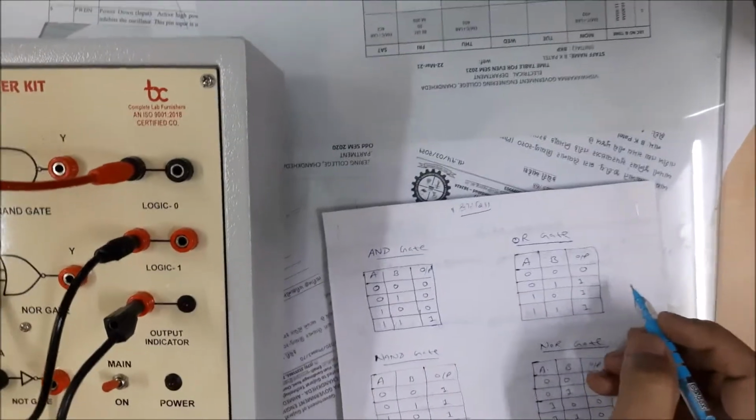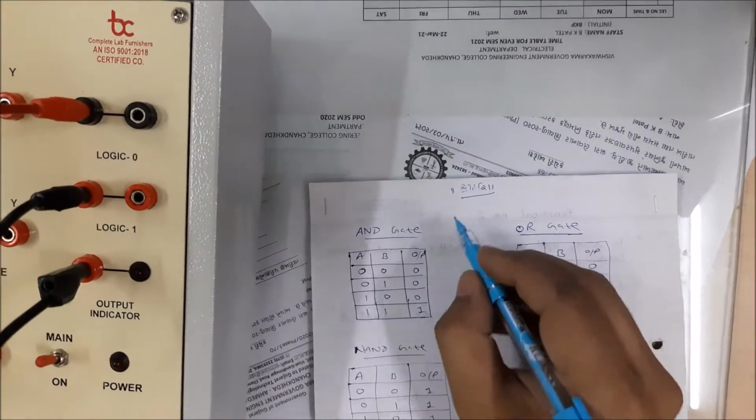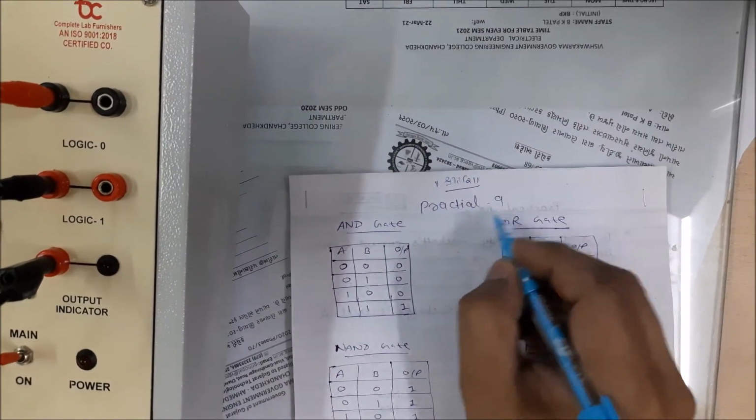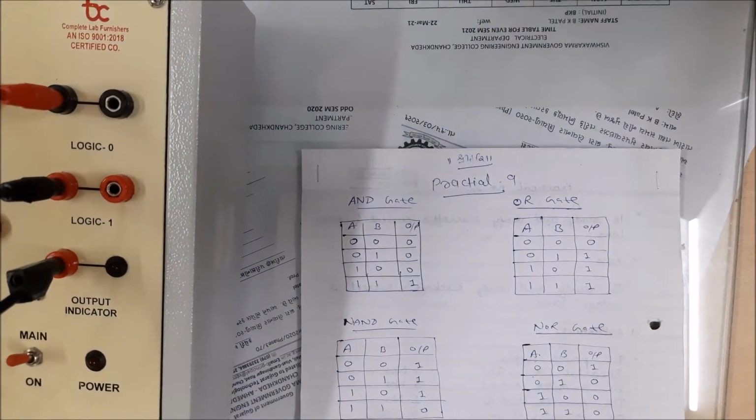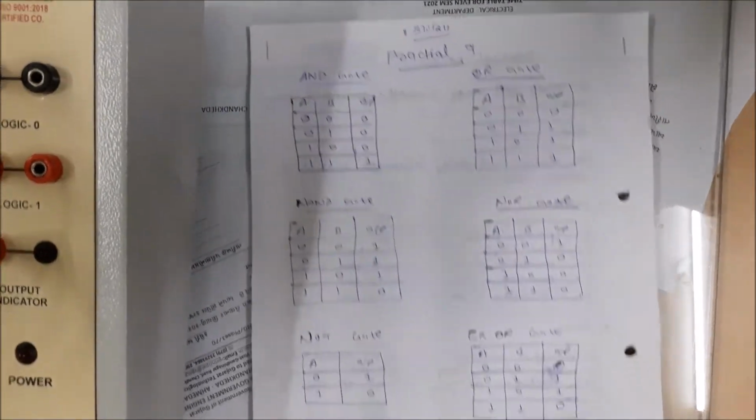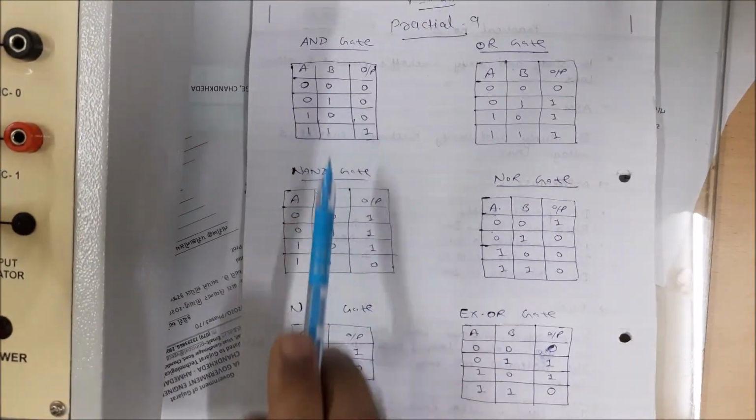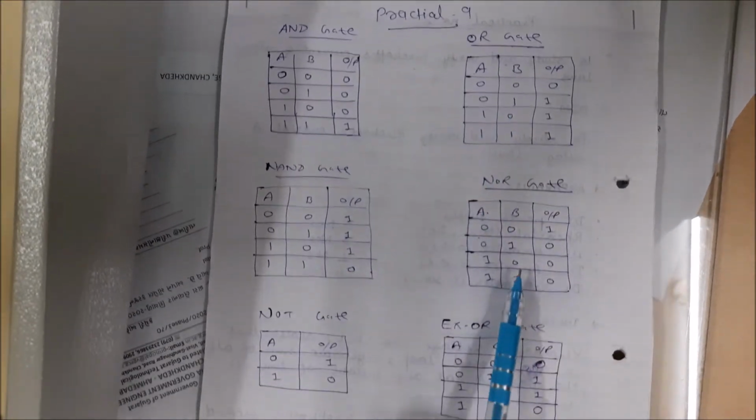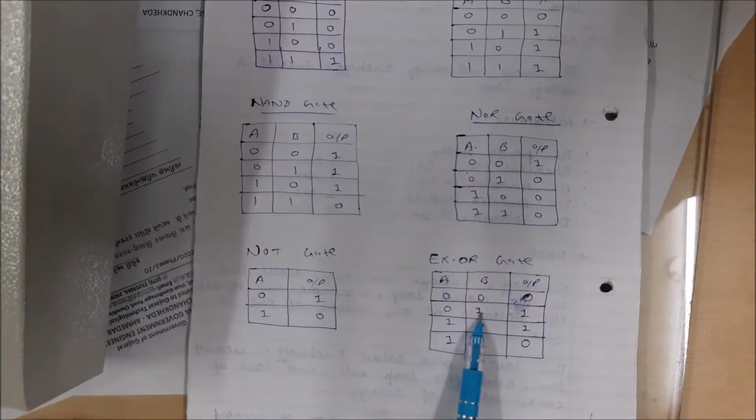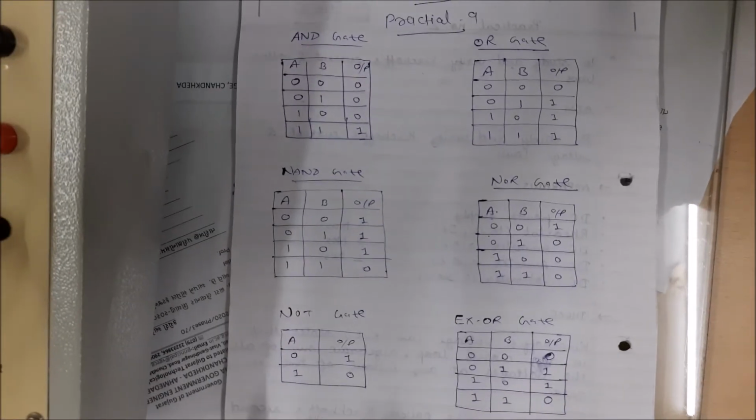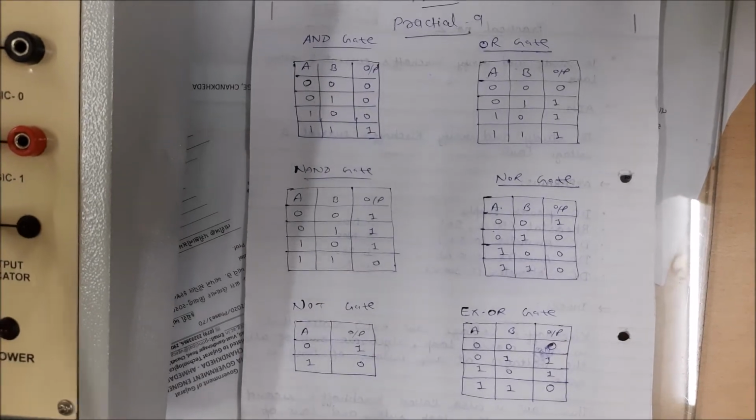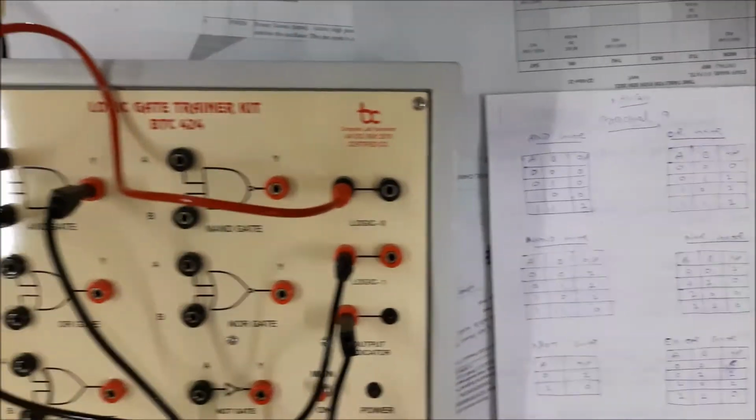Hello students, today we are going to perform the ninth practical of your manual, that is verification of truth table for different logic gates. Here we are going to discuss 6 logic gates, that is AND gate, then its reverse, that is NAND gate, OR gate, its reverse, that is NOR gate, then NOT gate, that is inverting gate, and XOR gate. These are the truth tables of all these 6 gates, and we are going to perform this practical on a ready kit that is available in our laboratory.